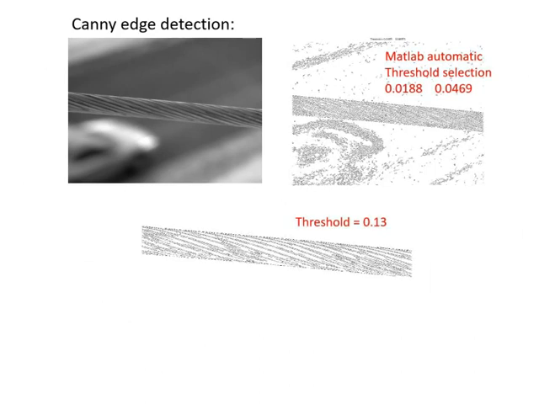If we let MATLAB select those thresholds automatically, these are the values that it found for this image, and as you can see, there's a lot of information that we don't need. We should be only focusing on the cable. If we manually select the threshold to be 0.13, we can see that for this particular image, Canny edge detection can help us a lot.